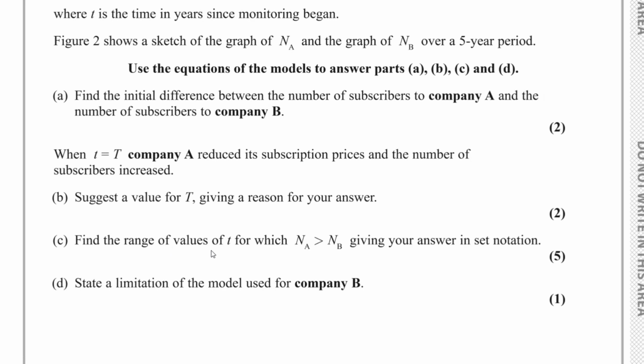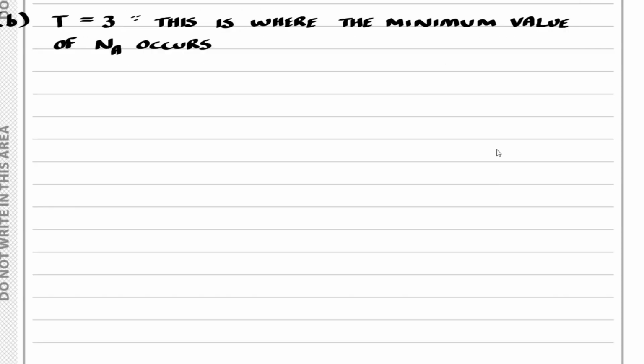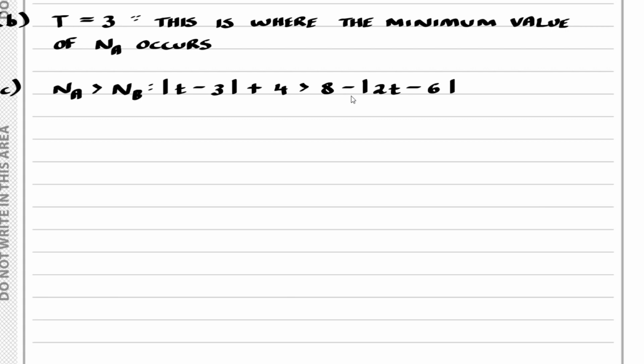Part C, find the range of values of t for which NA is greater than NB, giving your answer in set notation. So for part C, we have NA being greater than NB. So we have NA, which is given by the mod of t subtract 3 plus 4, and that's greater than NB, which is given by 8 subtract the mod of 2t subtract 6.